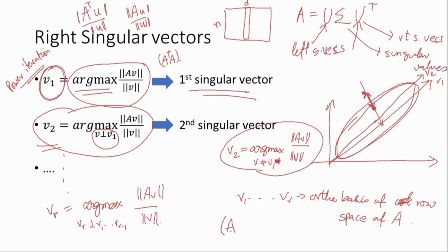So what do you do? Basically, you do I minus V1 V1 transpose times A, right? What is that doing? That's saying, let us project A into the subspace that is orthogonal to V1. That's because now we are interested in directions that are orthogonal to V1. So we are completely removing V1 from A, and then we again do power iteration, right?